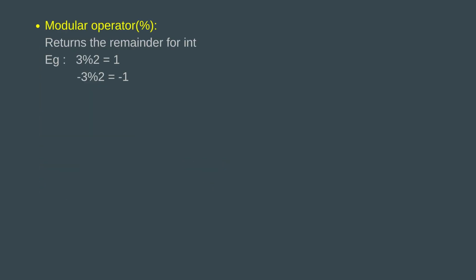Next, we will talk about the modular operator. Modular operator is used to find the remainder. The point to note here is modular operator doesn't work for float or any other data type. It works only for int data type. Some examples are listed here. 3 modulo 2 gives 1, minus 3 modulo 2 gives minus 1.